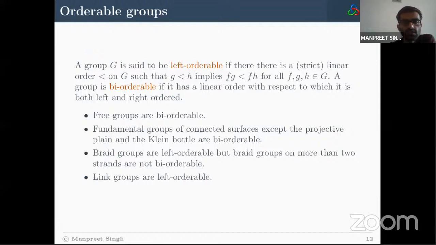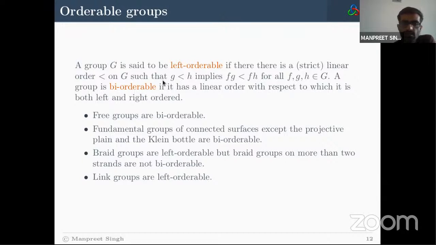Now I will move towards the second property of link quandles, which is orderability. But before that, I will say something about this property in the case of groups and how they are related to low-dimensional topology and knot theory. A group G is said to be left orderable if there is a strict linear order on G which is invariant under the left multiplication.